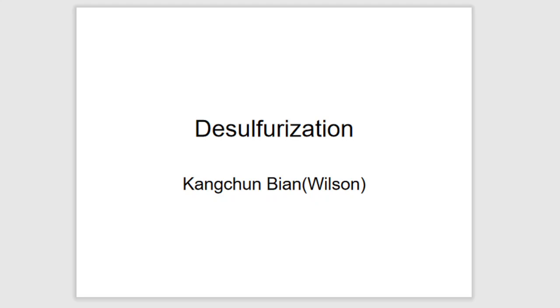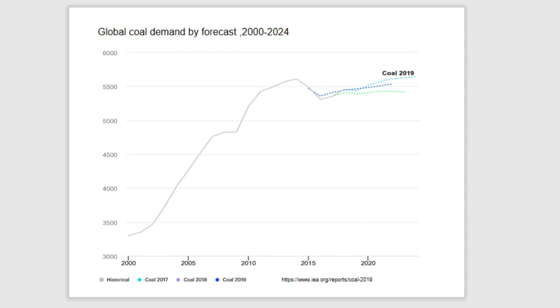So here I will show you a line graph. This line graph illustrates the global coal demand and forecast from 2000 to 2024. From this line graph, we can clearly see that coal demand is still increasing in general.